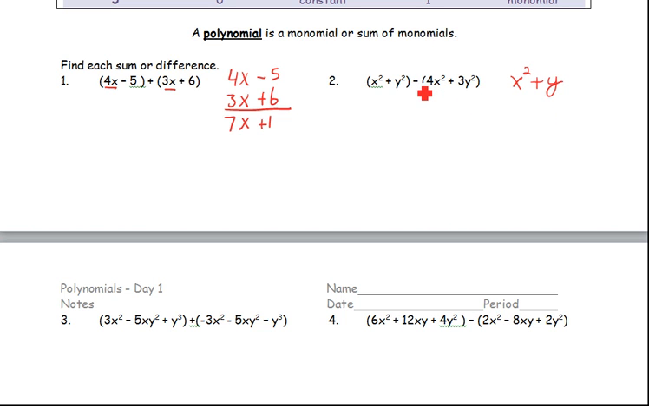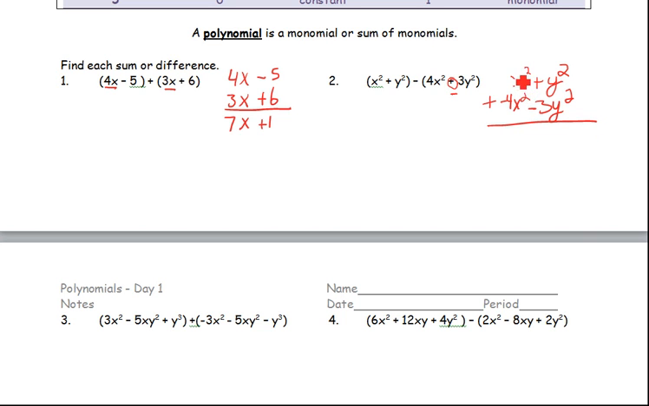Now, when you have a minus sign like this and it's outside parentheses, the best way to handle it is to make this a plus and then change the sign of everything inside. Minus 4x squared. Now notice, I'm writing my 4x squared under this x squared. This will now become a minus. Oh, I forgot my y squared up there, 3y squared.